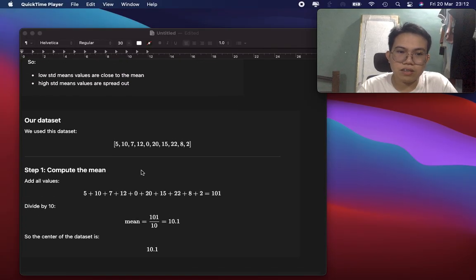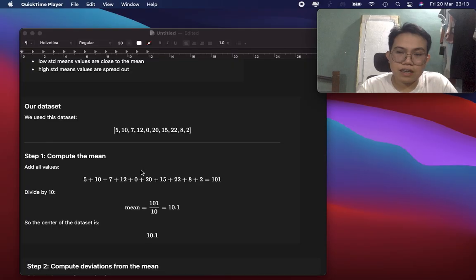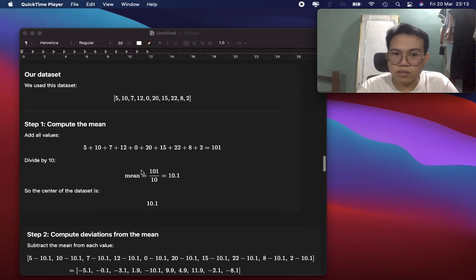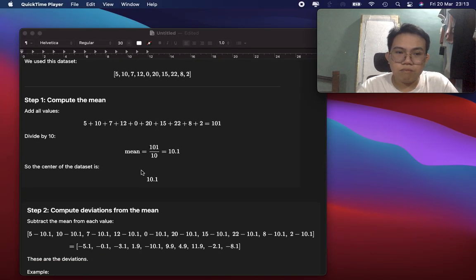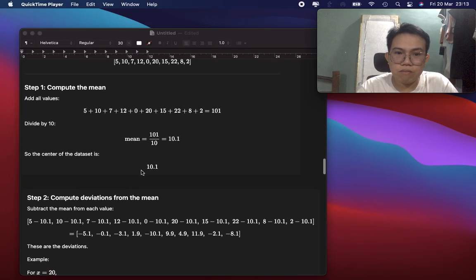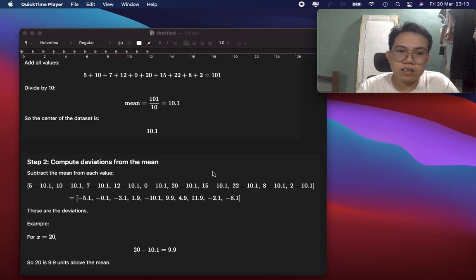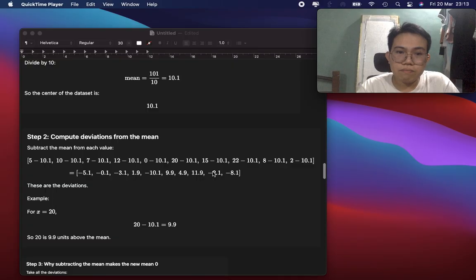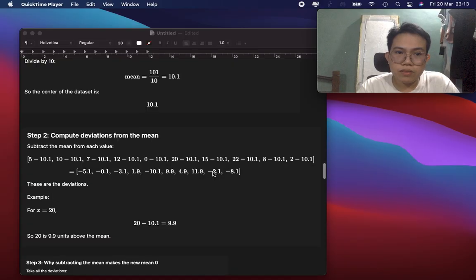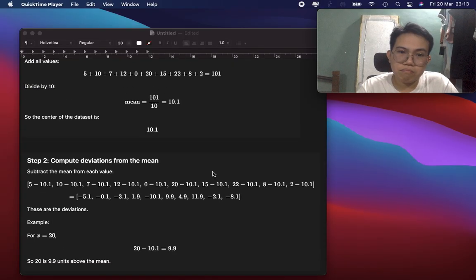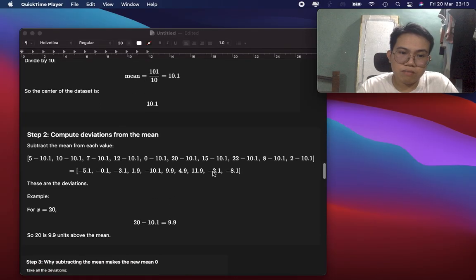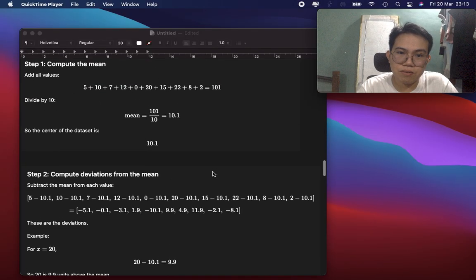So let's apply it in computation. Again, we use this data: 5, 10, 7, 12, 0, 20, 15, 22, 8, and 12. First, we're going to compute the mean, or the average. We sum them all up, which reduces to 101, and divide it by how many values there are, which is 10. So the mean is 10.1. The center of the data set is 10.1. So it means we have the average value 10.1, the typical value in the data set.